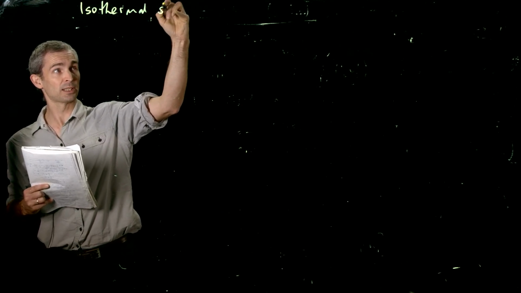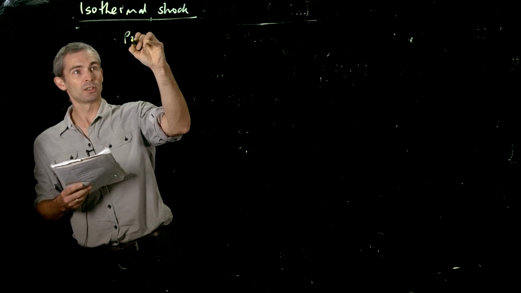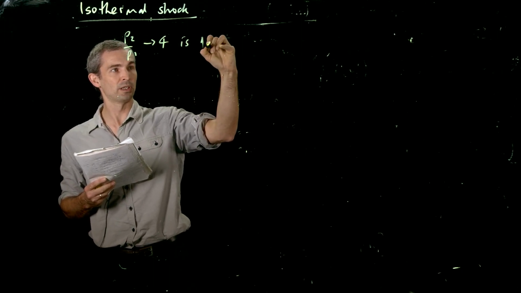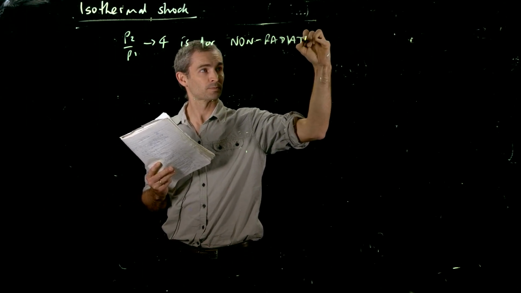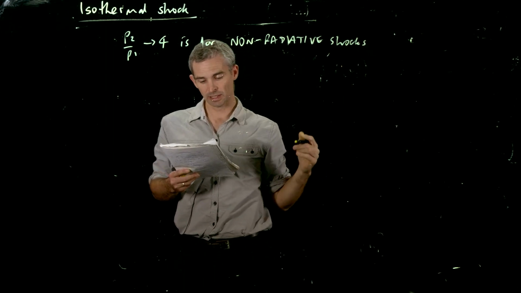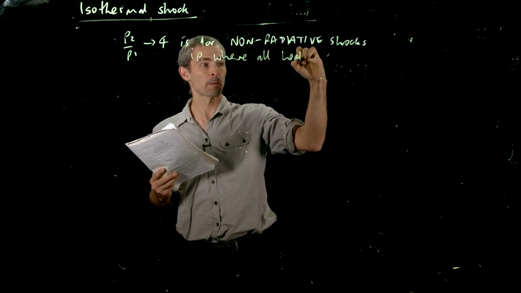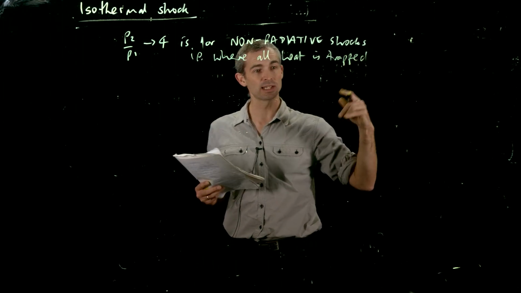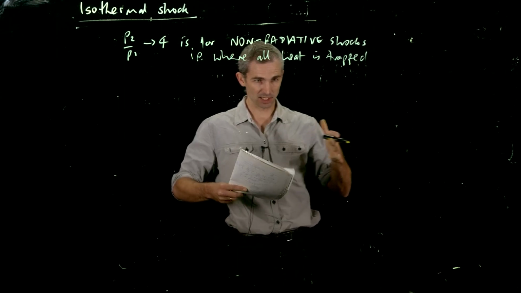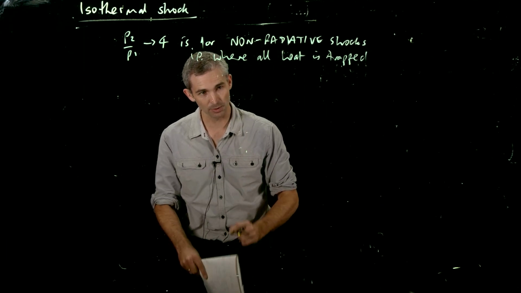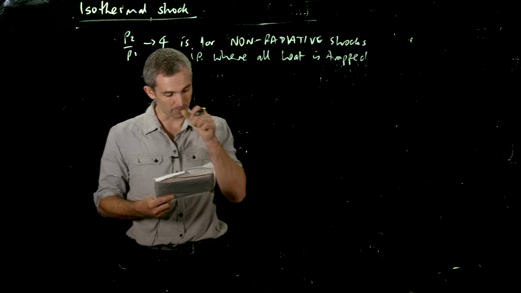So for an isothermal shock, actually the solution's pretty simple. So rho 2 on rho 1 goes to 4 is for non-radiative shocks. So in other words, they're adiabatic, i.e. where all heat is trapped. So that's part of the reason why you get that limiting density contrast, is because the shock gets hot, and hot means pressure. And so that stops any further compression because of the heat that's generated. It's like when you're trying to pump a bicycle, you know, it's harder to pump because it gets hot, and that gives you extra pressure in the pump.